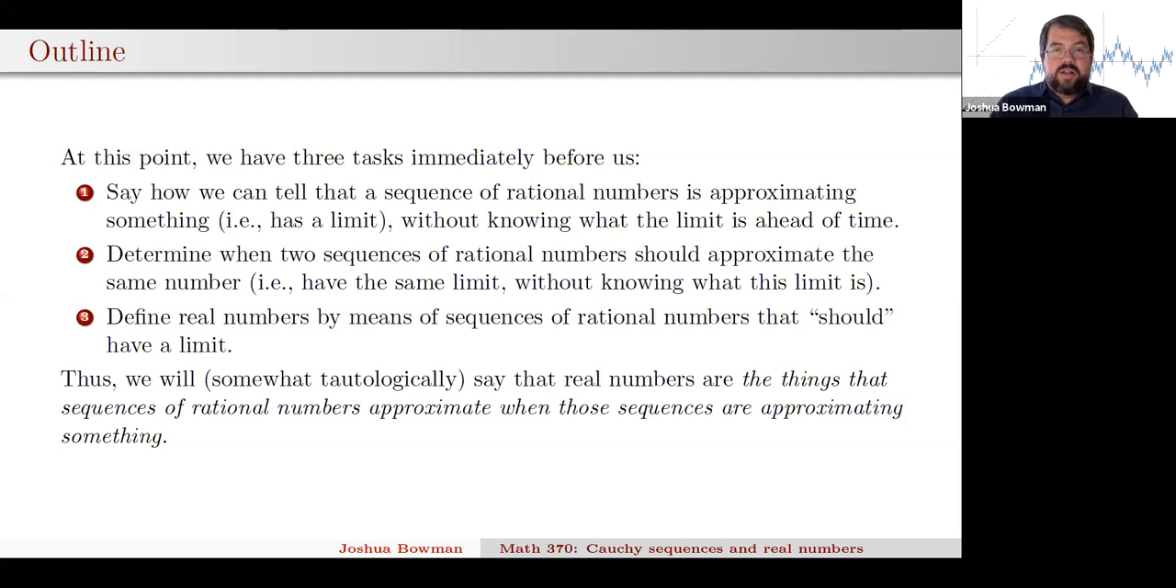This is a somewhat tautological definition. It sounds like we're just saying the thing that we're defining. But that's just a consequence of the way we've built this up from our intuition. And we'll see in finer detail what that means.